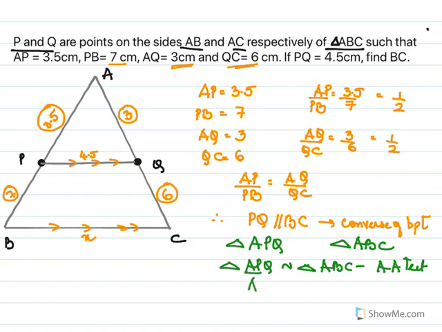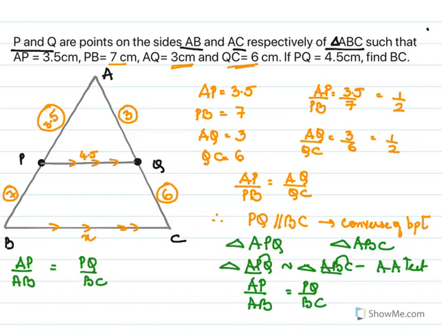So I will write AP over AB equal to PQ over BC. And let's put our values. Look up in the figure and see. So we have now AP over AB equal to PQ over BC.